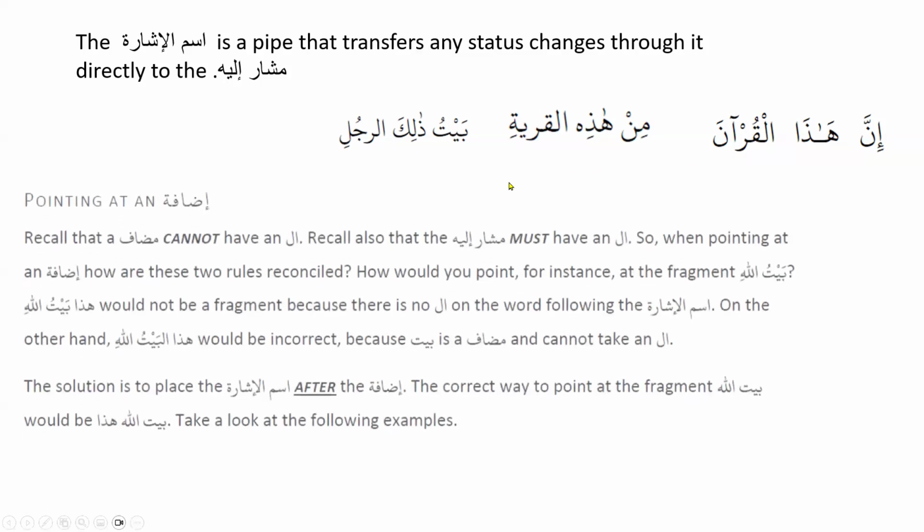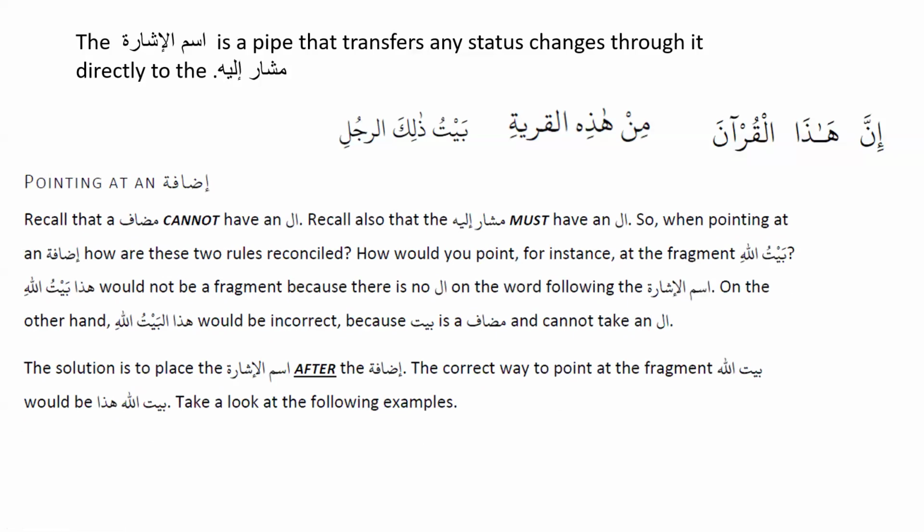Now one thing you need to understand. How do you point to an idafa, which is a fragment? What I mean by that, I'll explain, because this is the trickiest part. It's a bit challenging, so just concentrate. Suppose I say house of Allah. House of Allah means Baitullah. It's a mudaf and mudaf ilayh. I want to say this house of Allah, so I want to put a pointing word before that. You must be thinking it's very easy, brother, just put a haza before that. Haza Baitullah. No, that's incorrect.